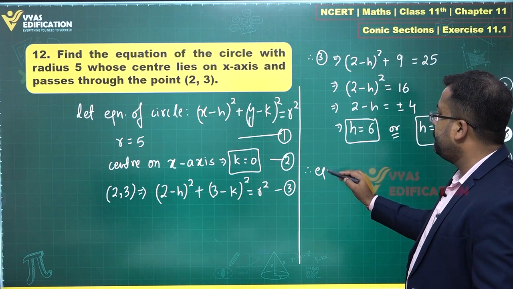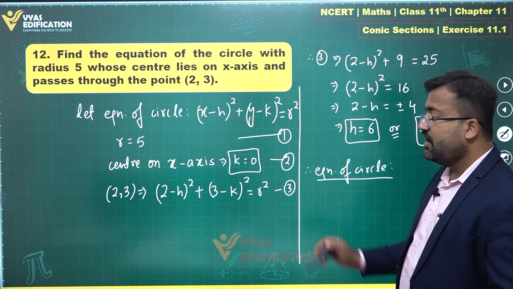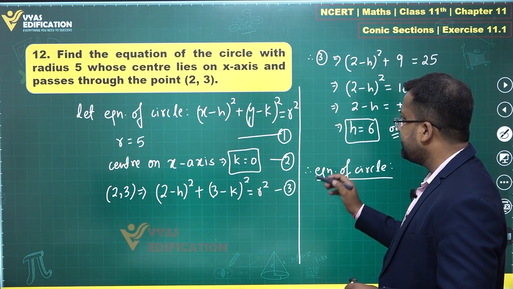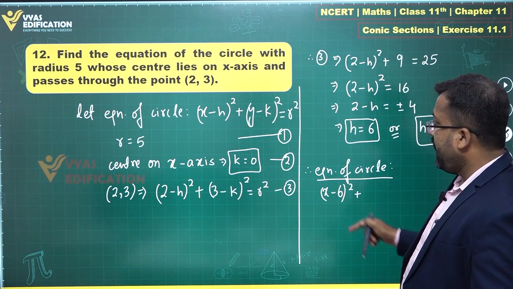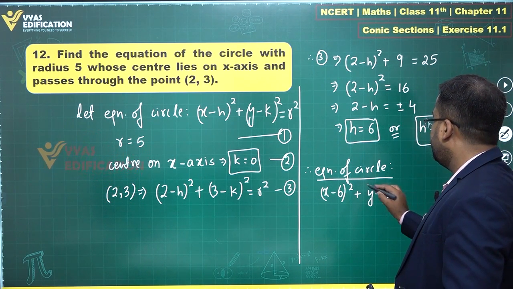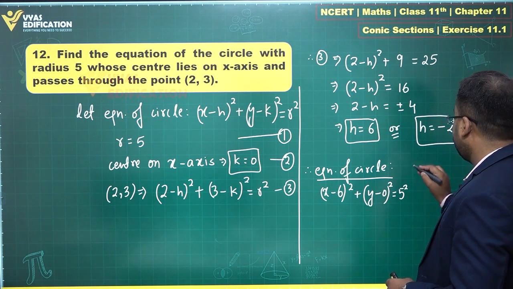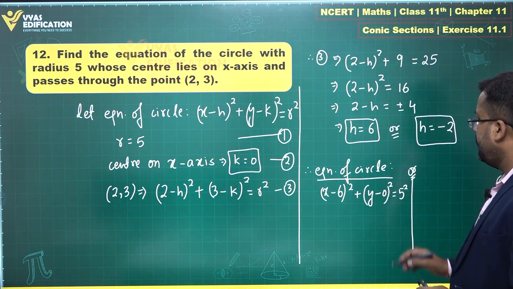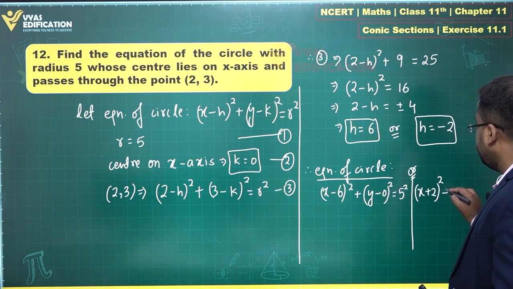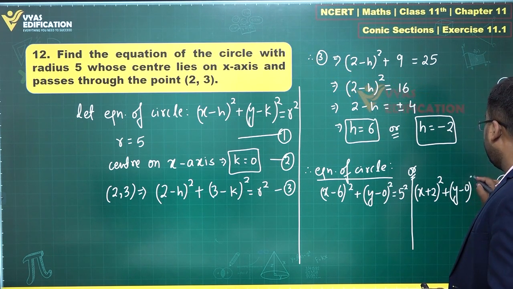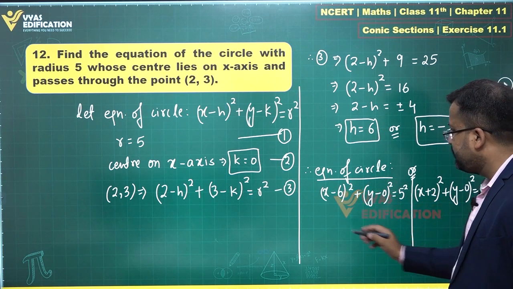Therefore, the equation of the circle can be, using h equal to 6, (x − 6)² + (y − 0)² = 5², or it can be, using h equal to −2, (x + 2)² + (y − 0)² = 5². Let's simplify this also and let's simplify this also further.